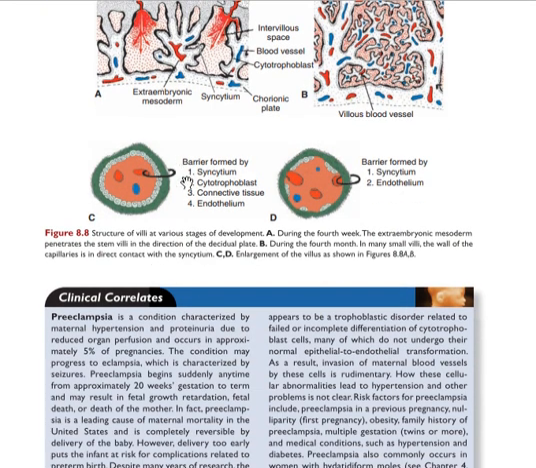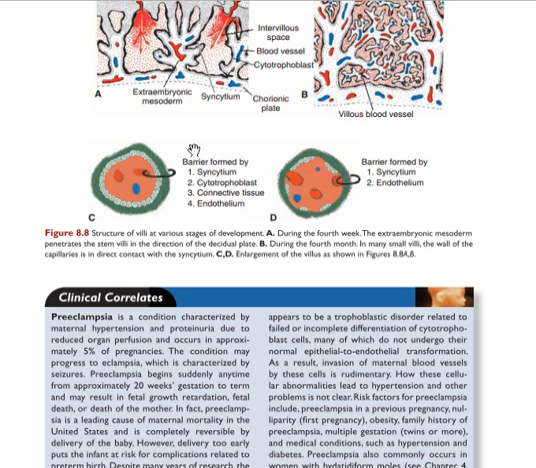Now the barrier is formed by the syncytium. The barrier that connects both the embryo and the mother is made up of the syncytium, which is the syncytiotrophoblast. That's the first layer of the barrier. The second layer is the cytotrophoblast. The third layer is the connective tissue, and the fourth layer of the barrier is the endothelium.